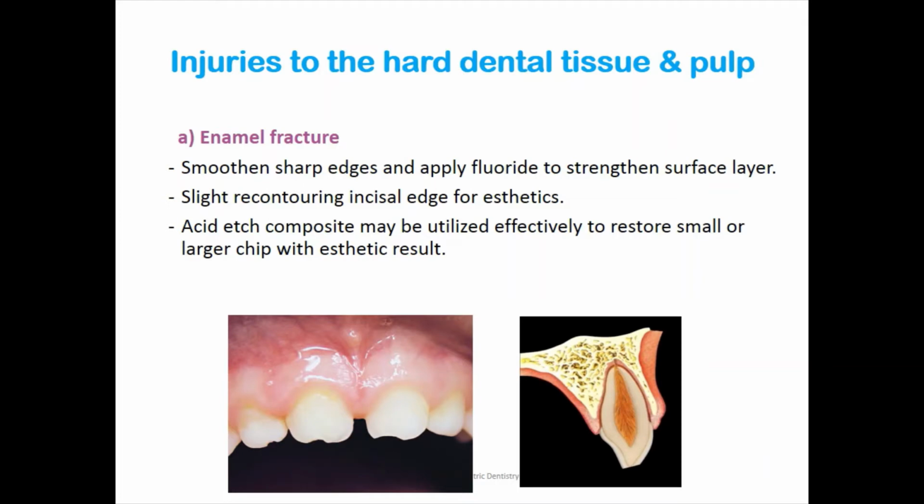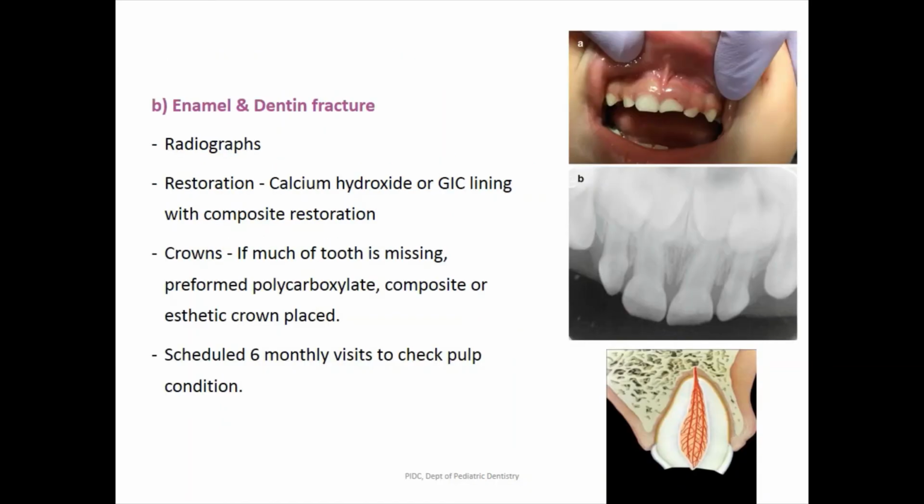Acid etch composite can also be utilized for small or large chips of enamel, which gives a good aesthetic result. If there is a fracture of the enamel and dentine, as you can see in this picture, the next thing we do is radiographs. We need radiographs to come to a diagnosis of whether it involves only the enamel and dentine or the pulp. If it is only involving the enamel and dentine, then we give a calcium hydroxide or glass ionomer lining, followed by composite restoration or glass ionomer restoration.